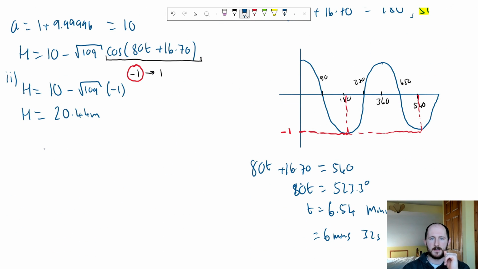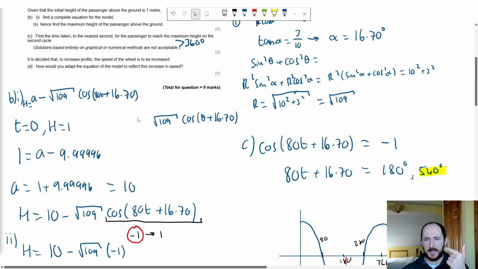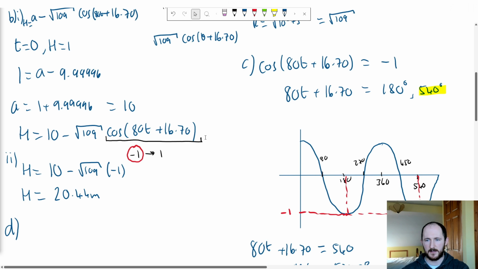But part D, again, is the other part where I said some people get a little bit antsy. They get a little bit annoyed about it. It reads: decided to increase profits, the speed of the wheel is to be increased. How could you model that? So if we look at the equation that we actually have here, how would we show an increase in speed?